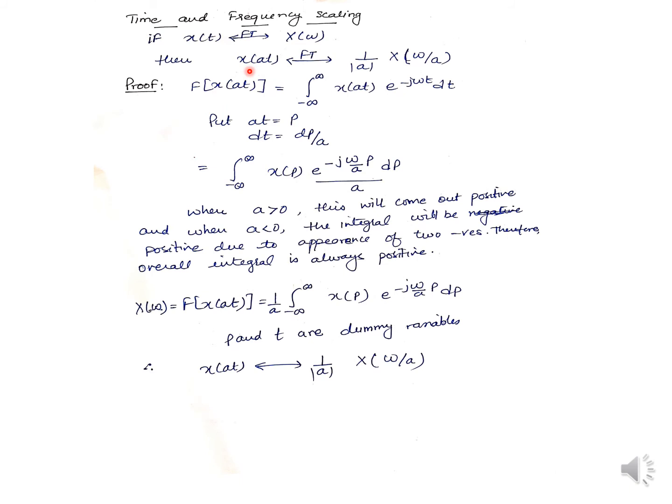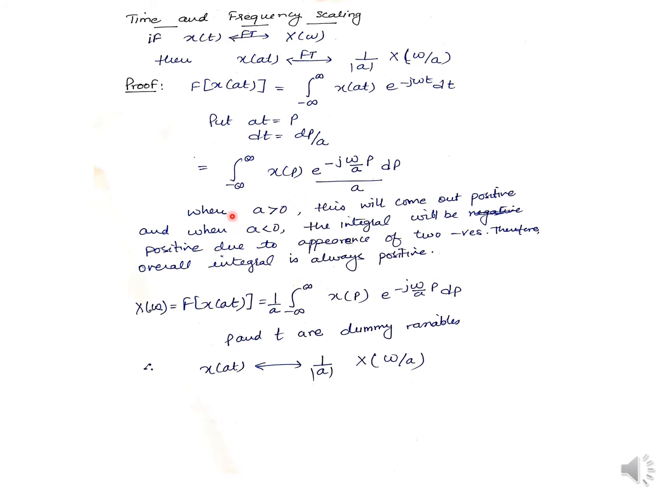Again, using the same method, the Fourier transform of x(at) is equal to the integral from minus infinity to infinity of x(at) e raised to the power minus j omega t dt. Put at equals p, then dt will be equal to dp by a. Put the upper limit here: multiplying infinity with a, it will again remain minus infinity, and multiplying infinity by a, again it will be infinity. So when you put all this, it will be x(p) e raised to the power minus j omega by a, p, divided by a, and dp.